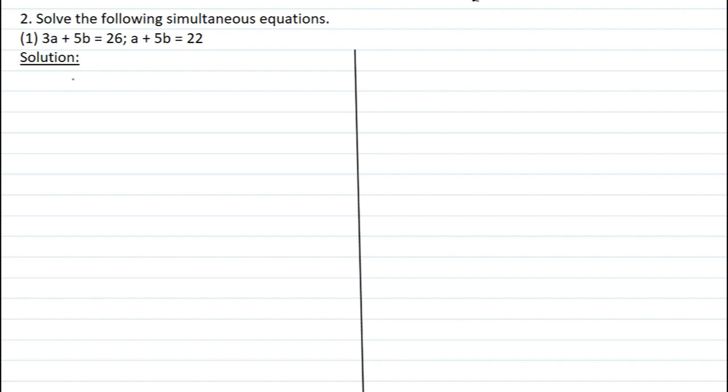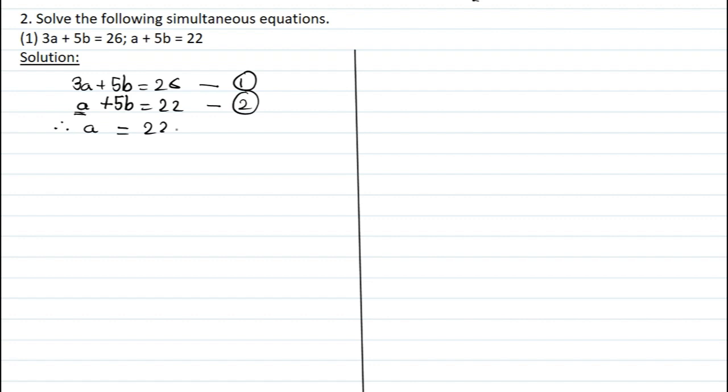So first step, assign numbers to the given equations. Here 3a plus 5b equals 26. This is your equation number 1. Next, a plus 5b equals 22. Write it as equation number 2. Here you can see a is having coefficient 1. So we can modify this equation as a equals 22. This 5b will get shifted to the other side with a minus sign.